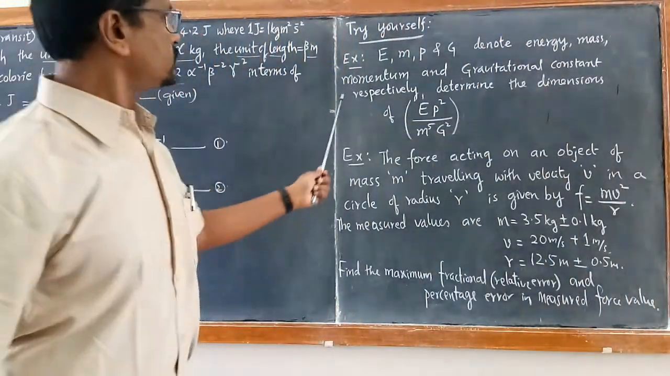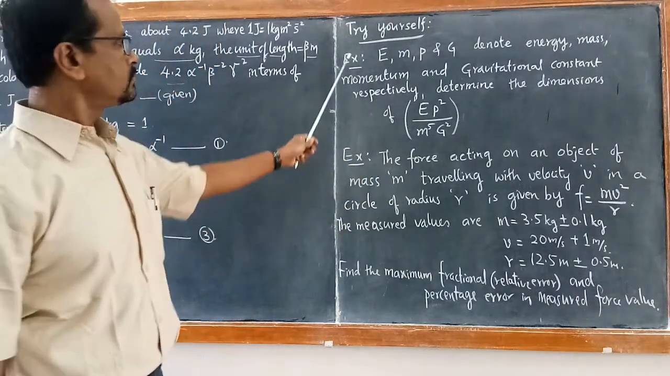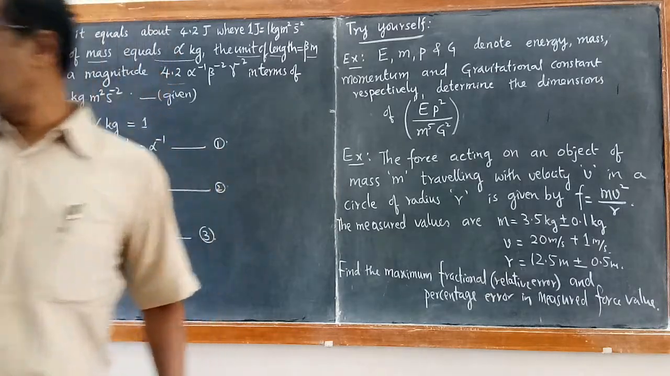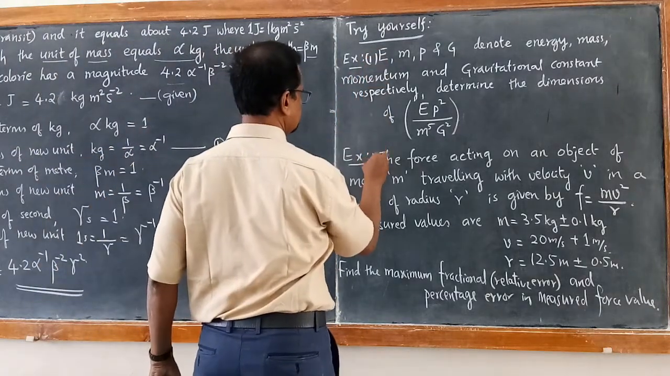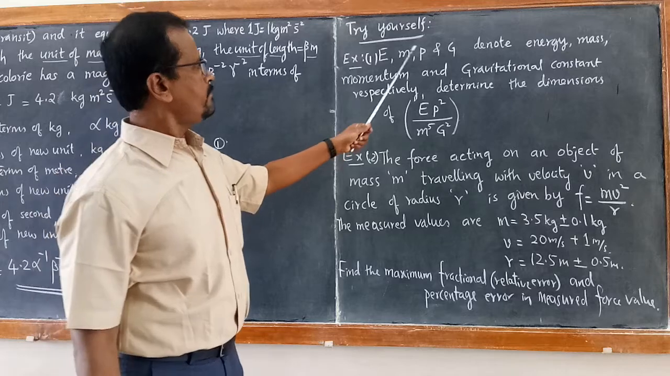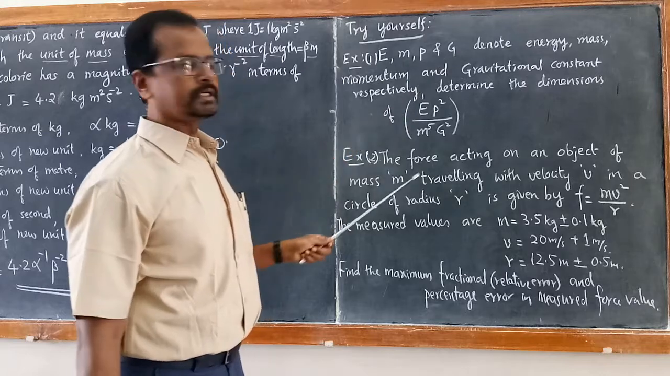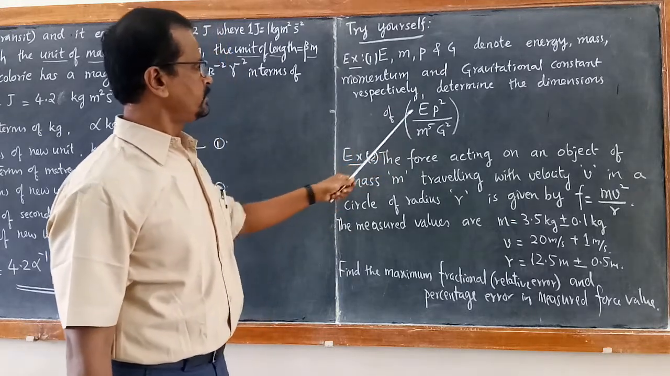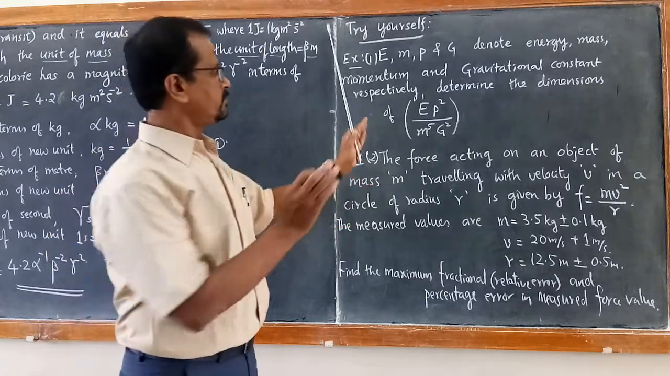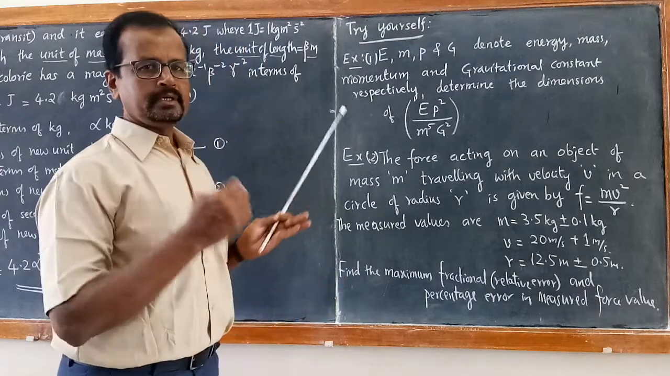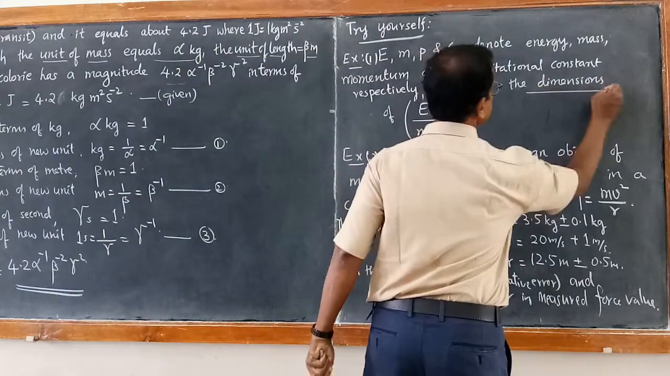Quickly look into these problems. These problems I am giving for your practice. Two problems I am giving you: problem number 1 and problem number 2. E, M, P and G denote energy, mass, momentum and gravitational constant respectively. Determine the dimensions of E P square divided by m raised to 5 G square. This is one physical quantity in the form of product and quotient with powers. You are asked to find out the dimensions of this quantity.